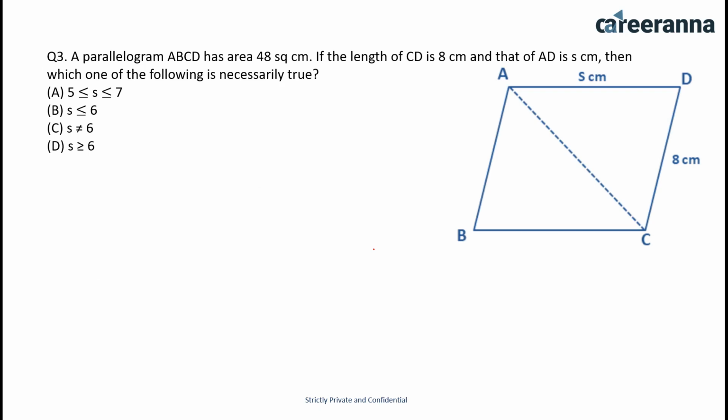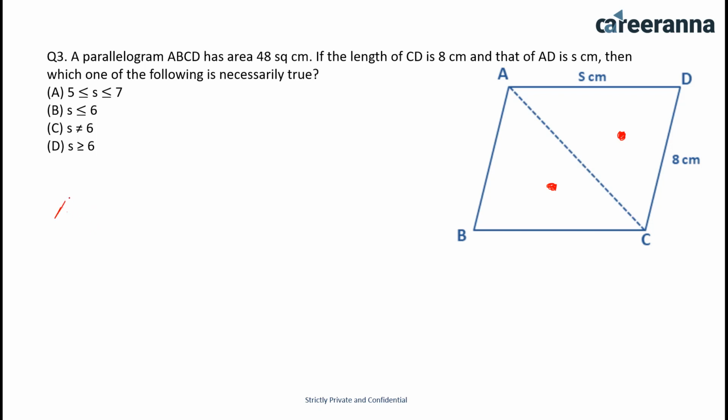A parallelogram ABCD has area 48 square centimeter. If the length of CD is 8 centimeter and that of AD is S centimeter, then which one of the following is necessarily true? Now I need to find a relationship of S in terms of numbers. So for such questions where nothing else is given to us, we'll take the basic concepts of triangles. So this parallelogram consists of two triangles, this triangle and this triangle as well.